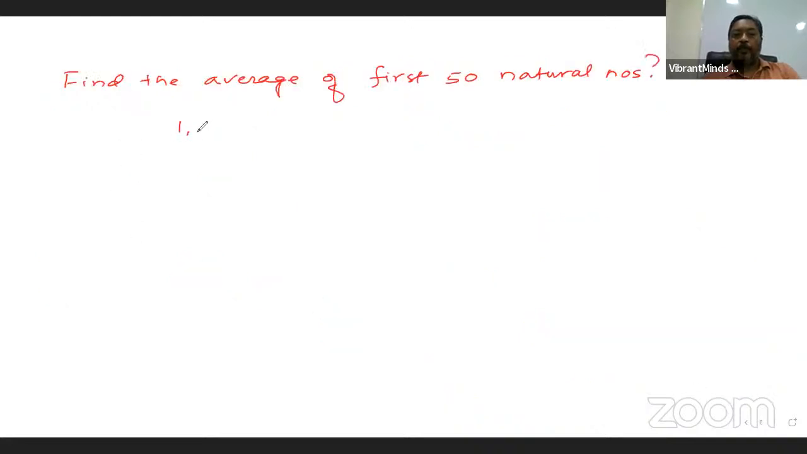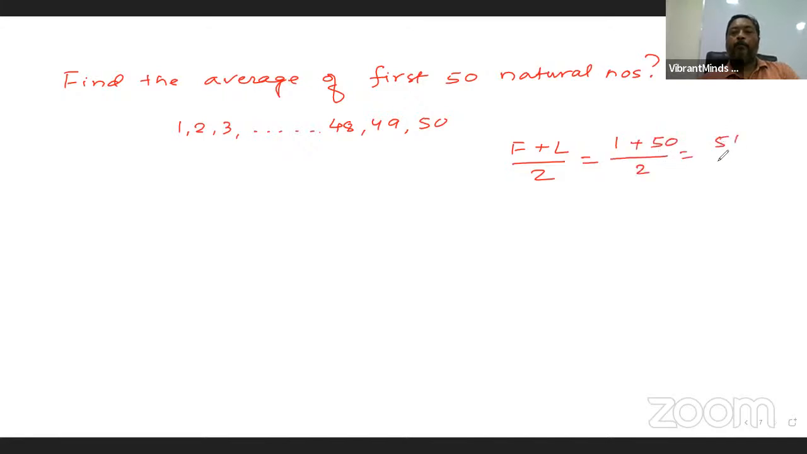First 50 natural numbers: 1, 2, 3, and it will go on till 48, 49, 50. So I will use first plus last by 2. The first number is 1, the last number is 50, by 2, so it will be 51 by 2, and that is 25.5. Is it clear, guys? Is it okay?